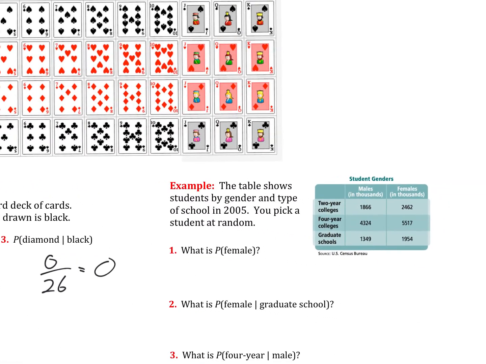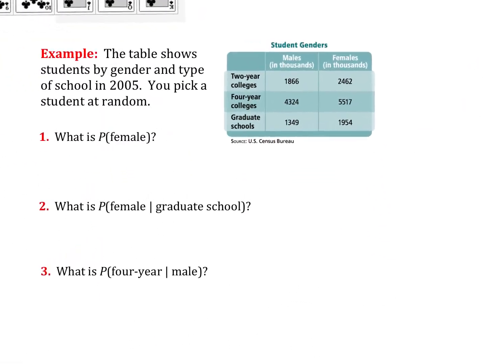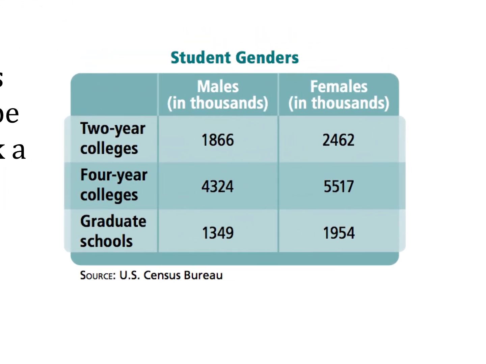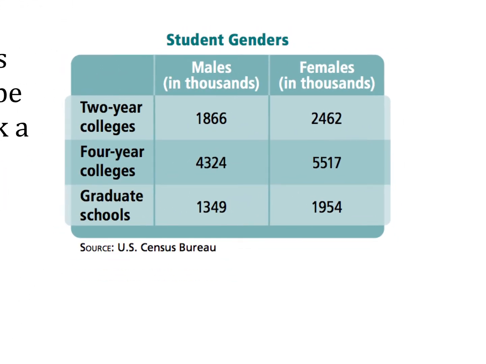All right, let's get into some tables here. The table shows students by gender and type of school. In 2005, we pick a student at random. So let's zoom in here. We have males attending 2-year colleges, 4-year colleges, and grad schools. We have females doing the same thing. Whenever you have a contingency table like this, my suggestion is to always add the totals at the bottom of each column, and at the end of each row, and then get the overall total here.